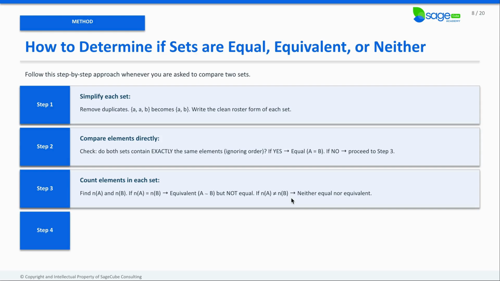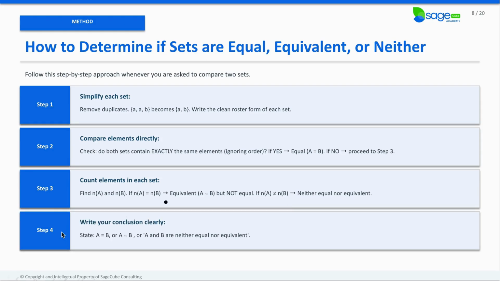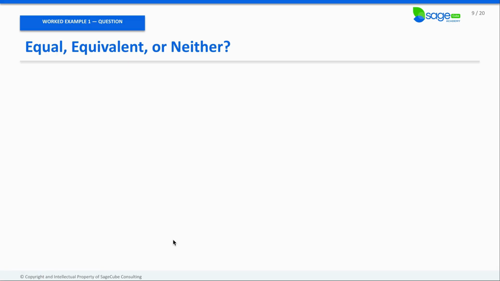When we're done with that, we write down our conclusion clearly. We state that A equals B, or A is equivalent to B, or A and B are neither equal nor equivalent. Let's practice. Let's try some worked examples.